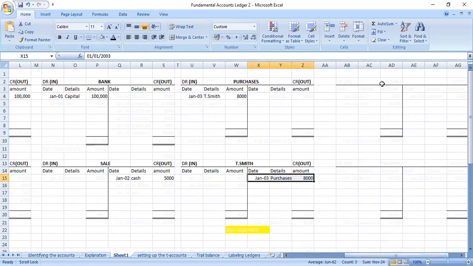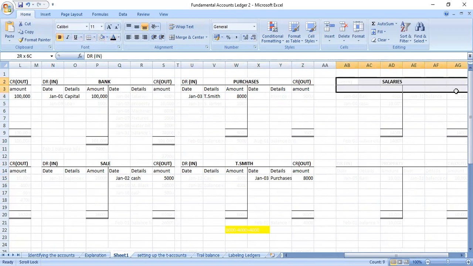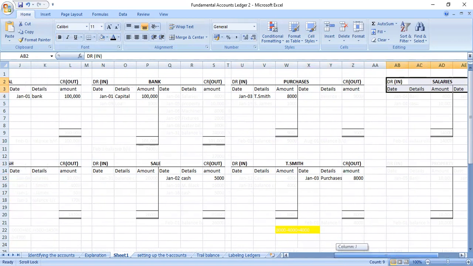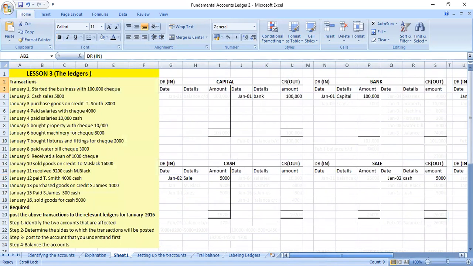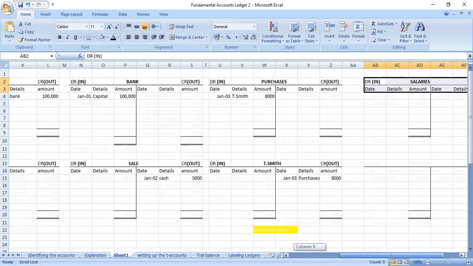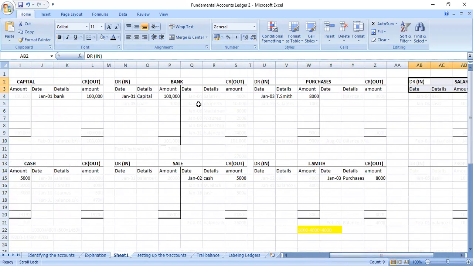All right. So here we go, salaries, and we ensure that we head up our document properly. Our documents are completed with their headings now. Now it's time to post the information on the relevant side. The transaction says January 4 paid salaries with check $4,000. If we paid salaries with check $4,000, it means the money is coming out of the bank account. So on January 4, $4,000 came out of the bank account.